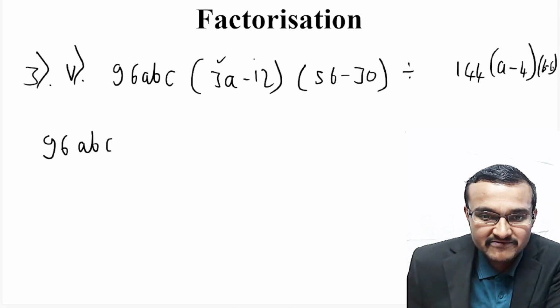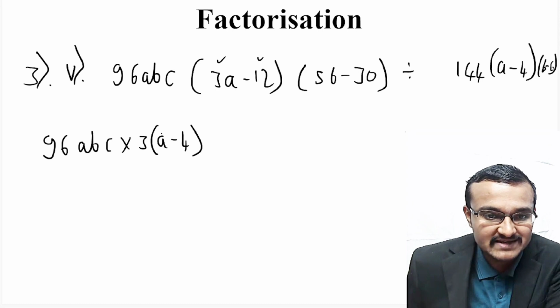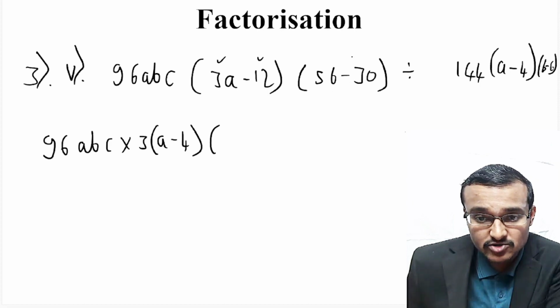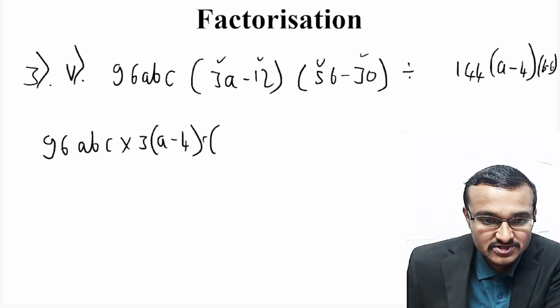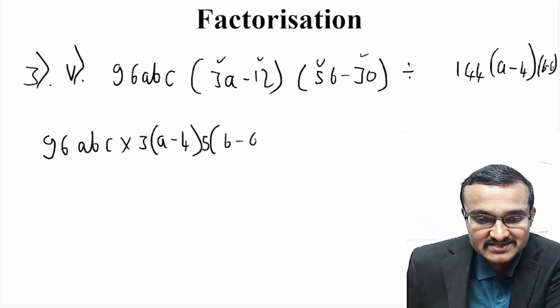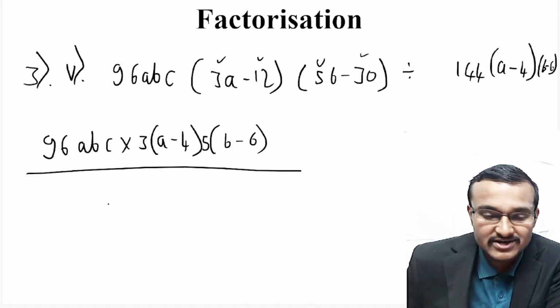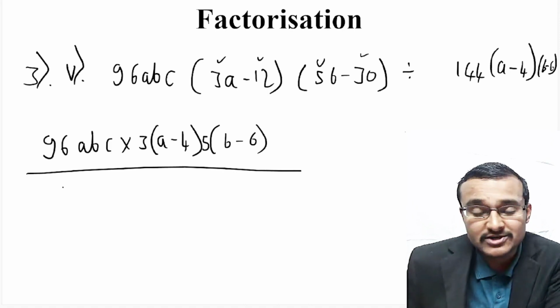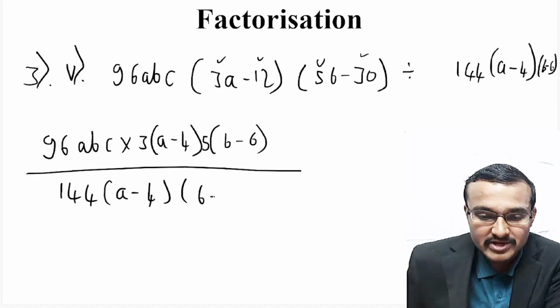96abc. You can take 3 common from this 3 and 12. So when you take 3 common from 3a minus 12, it will be into 3, a minus 4 will remain inside the bracket. When you take 3 common from minus 12, only minus 4 will remain, into when you take 5 common from this 5b minus 30. Here also 5 is there, here also 30 is there. You can take 5 common from this. So when you take 5 common, b minus 6 will remain inside the bracket, divided by 144 into a minus 4 into b minus 6.